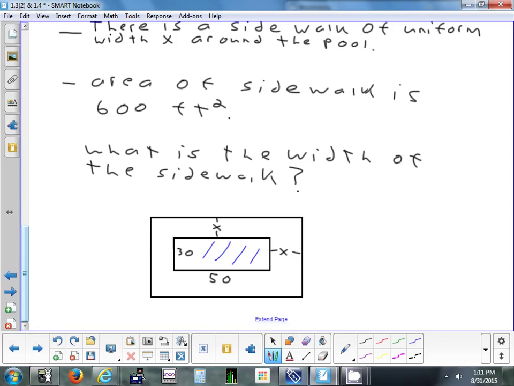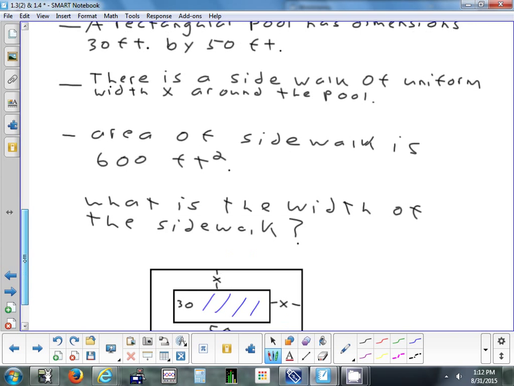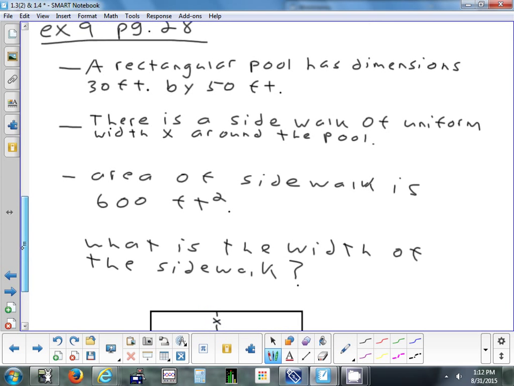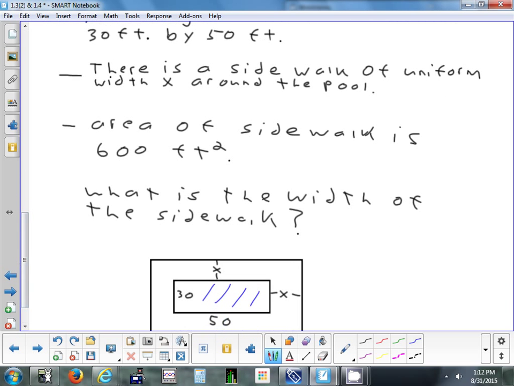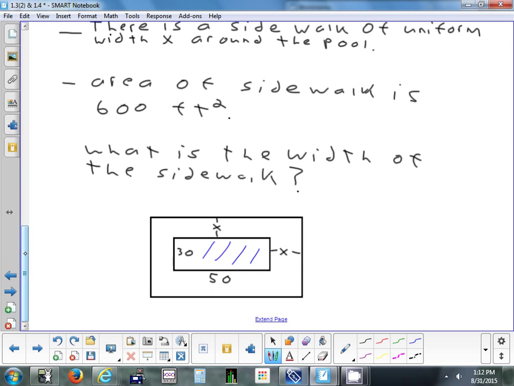Okay, any questions so far? Okay, what else do I know? Just by looking at this picture, using simple geometry, they didn't give me this, but I can find it really, really quick. So they gave me the dimensions of the pool, area of the sidewalk. But there's one other thing I know here just because of the dimensions they gave me. Yeah, I know the area of the pool.